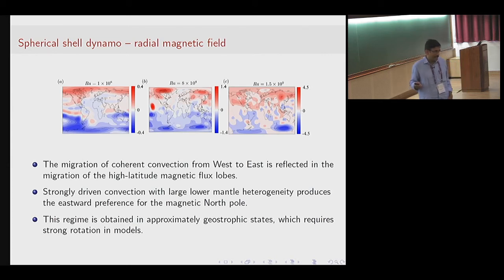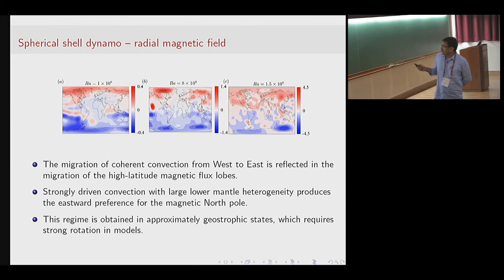So this will be my last slide for the Earth. The implications are that at relatively weak convection, as we see here, the magnetic flux is concentrated predominantly in the Western hemisphere because convection is coherent there. And as we increase the Rayleigh number, both the East and West have some parity in terms of the magnetic field strength. And this is what most dynamo models have shown.